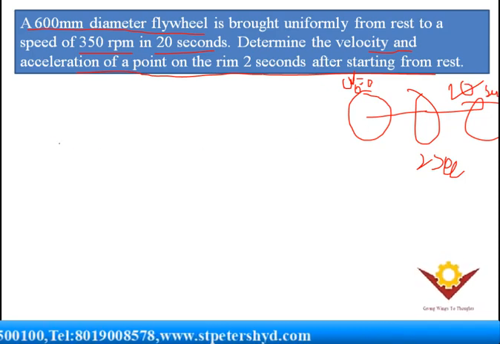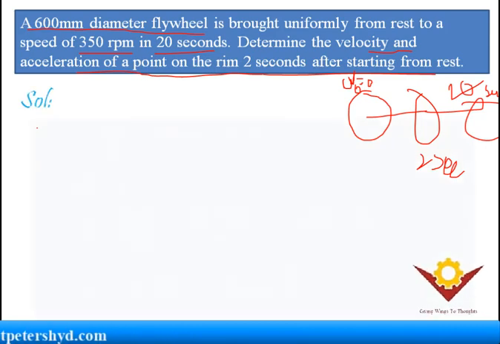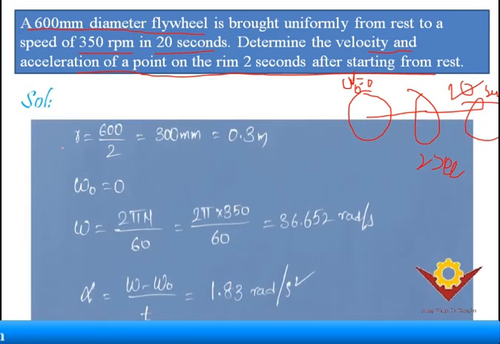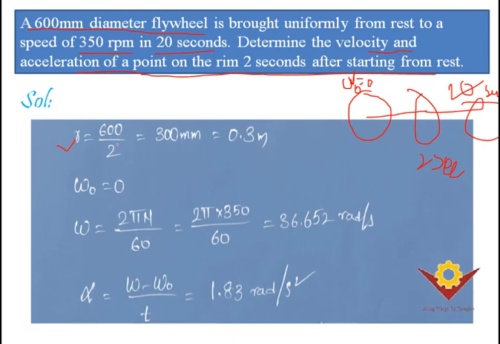And next, coming to the solution, see, the radius of your flywheel is 600 by 2, which is 300 mm, and convert that mm into meters. The initial angular velocity is 0, and the final angular velocity is 2 pi n by 60. Why? Because we have the speed of the flywheel in revolutions per minute, which gives 36.652 radians per second.